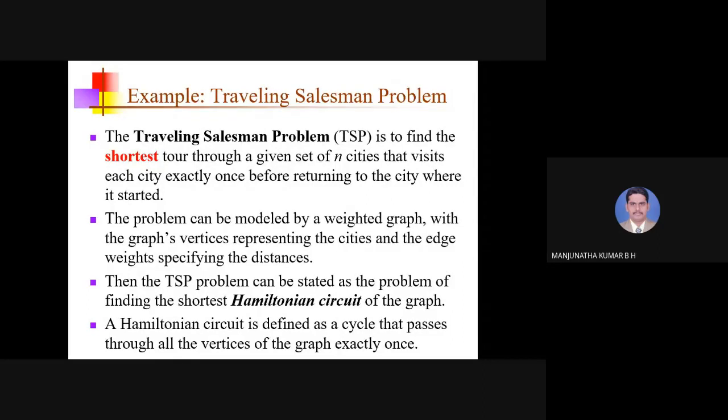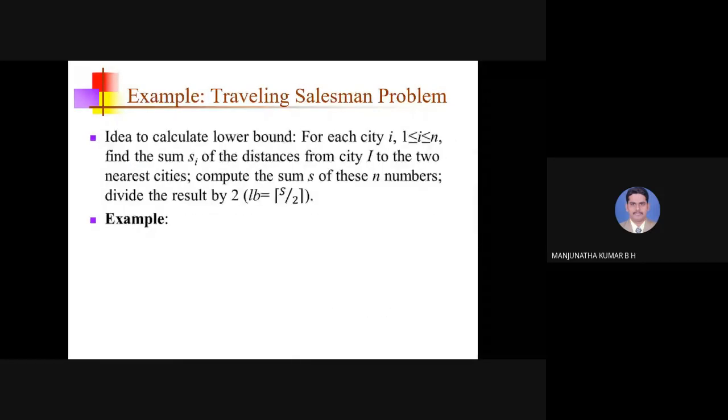Now let me explain how to solve this problem using the branch and bound technique. As I already told you, if you're solving any problem using branch and bound, you have to calculate the bound value first. For this problem, I want the minimum value as the optimal solution. If you want a minimum value as the optimal solution, you have to calculate the lower bound. But in the knapsack problem, we want the maximum value as the optimal solution. Hence, we calculate the upper bound.